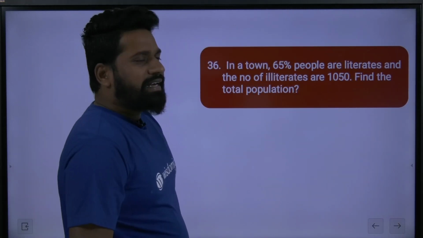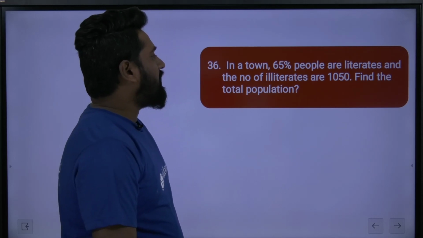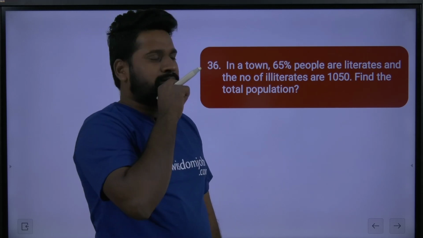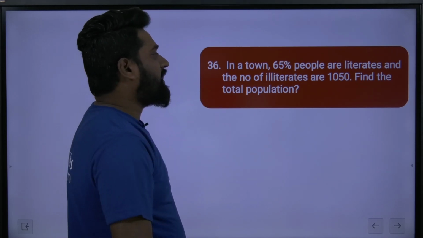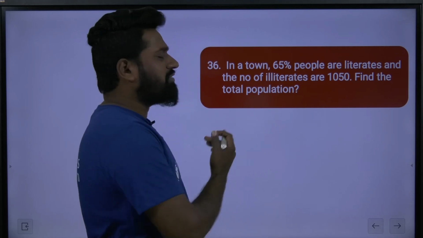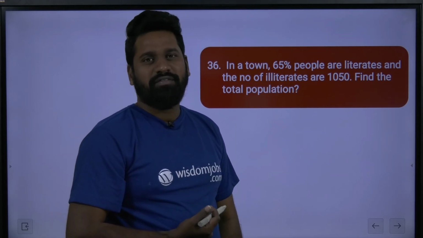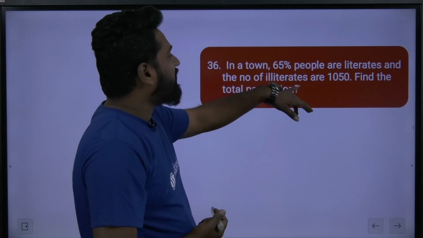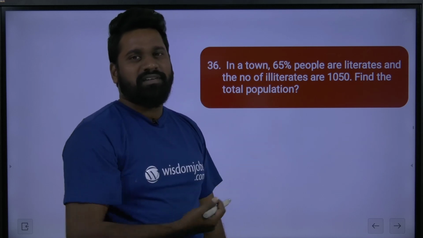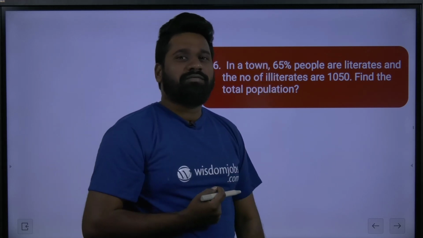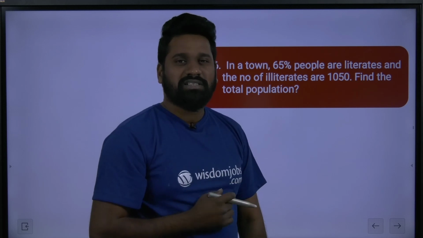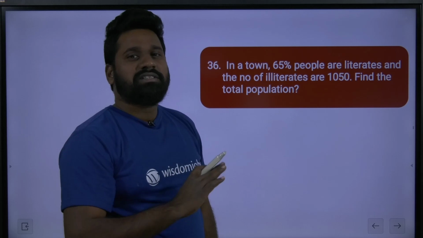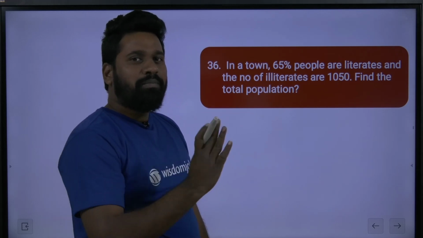Right. So in a town, 65% of people are literates and the number of illiterates is 1050. Find the total population. So this question, if you observe, is the same thing again. Is it clear, all of you? Here the opposite is given again. Earlier, the percentage of boys and the number of girls was given, and the percentage of expenditure and the savings in rupees was given. The opposite thing is given, right?